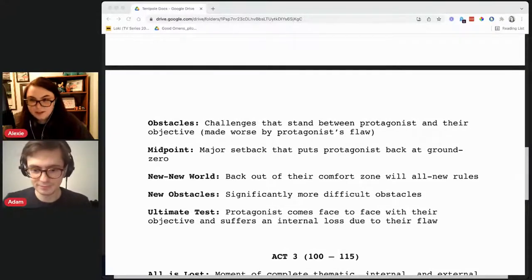A lot of times at the midpoint, now there's a ticking clock. Like the bad guy's onto them. Now they're gearing up to launch the rocket, and if we don't get there now, it's going to be different. And there's a big setback and blah, blah, blah.